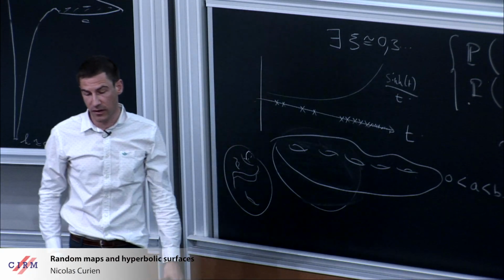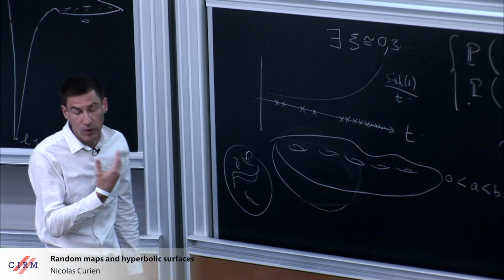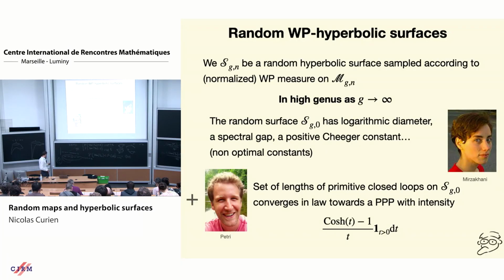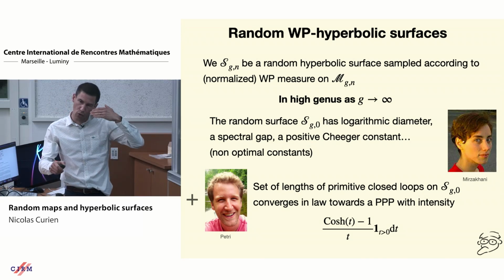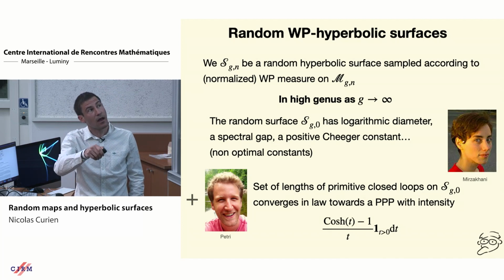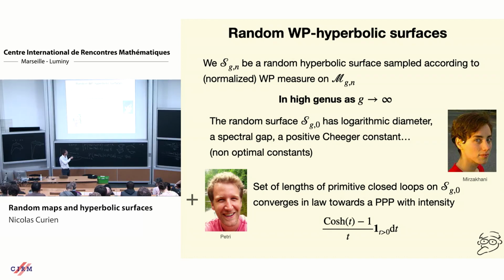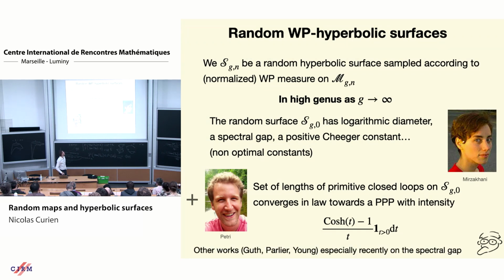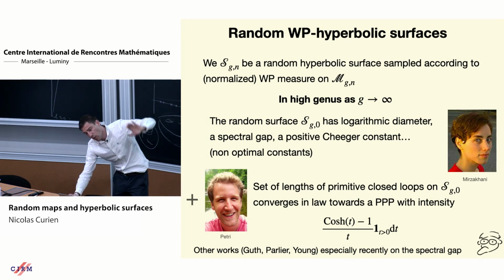And you look at the statistics of the length of all these geodesic loops, because otherwise you've got many, many loops. And they prove that the statistics of these closed loops, if you order them from the smallest one to the largest one, converge towards a Poisson process with intensity that we already encountered, this (cosh t - 1)/t. And there are many other works studying the geometry of those surfaces as the genus goes to infinity, in particular the works of Hugo, and very recently many works on the spectral gap. So that was for the large g limit.